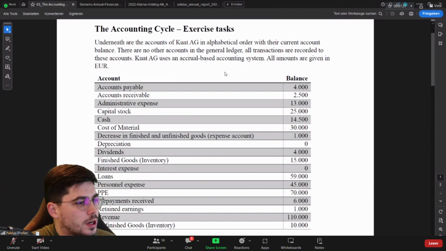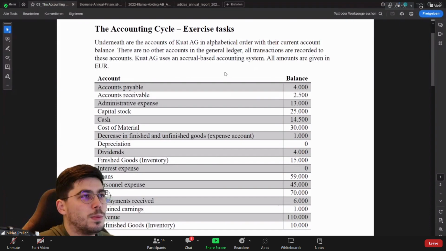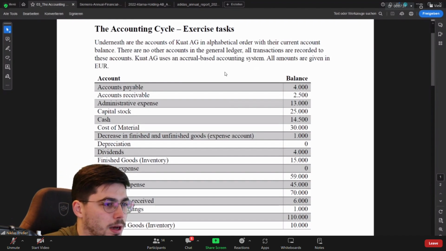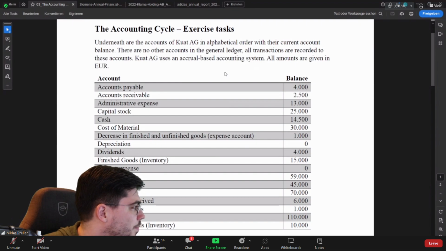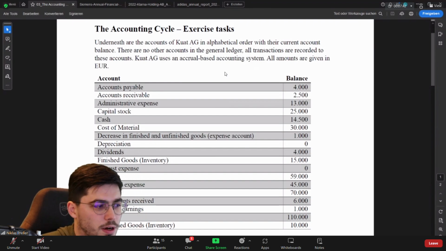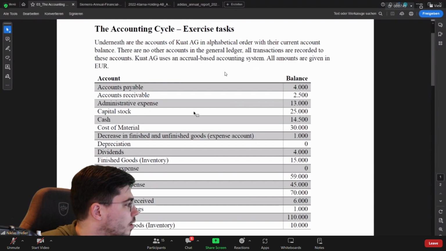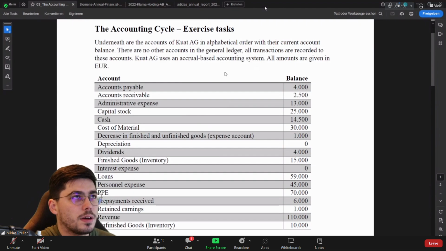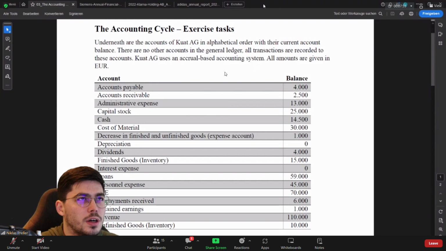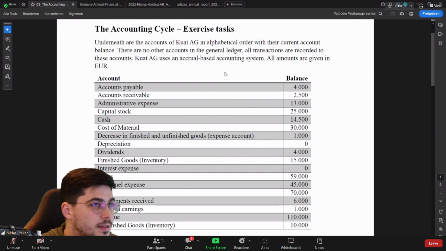Okay, so we will just go through those exercises quickly, and just keep in mind that any of these exercises on the accounting cycle might be relevant for the exam, as the accounting cycle is a huge part of our lecture, obviously. Okay, so we have the accounts of Kurt AG in alphabetical order with their current account balance. There are no other accounts in the general ledger, and all transactions are recorded to these accounts. So you are not to use any other accounts that might seem relevant for you.